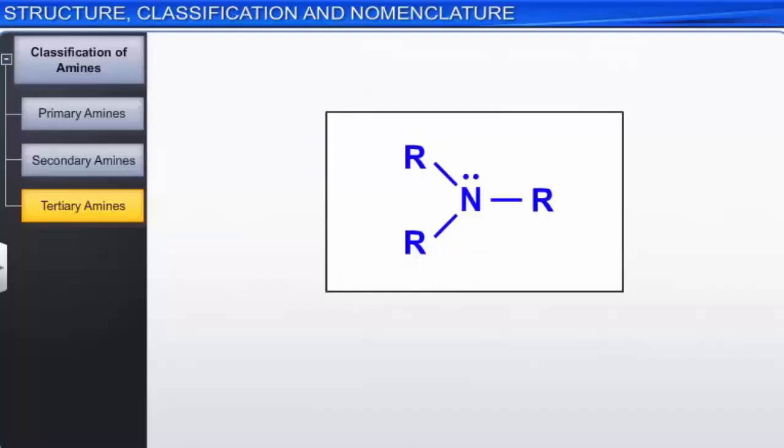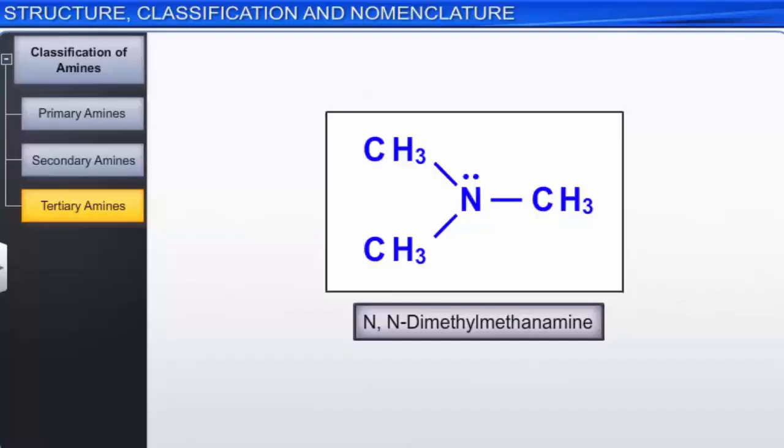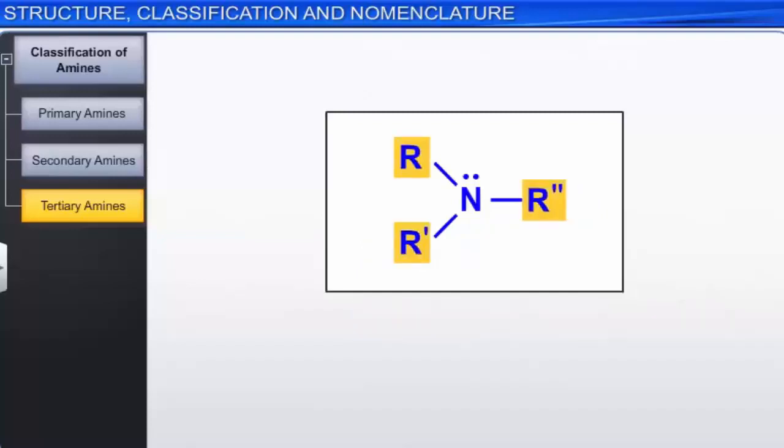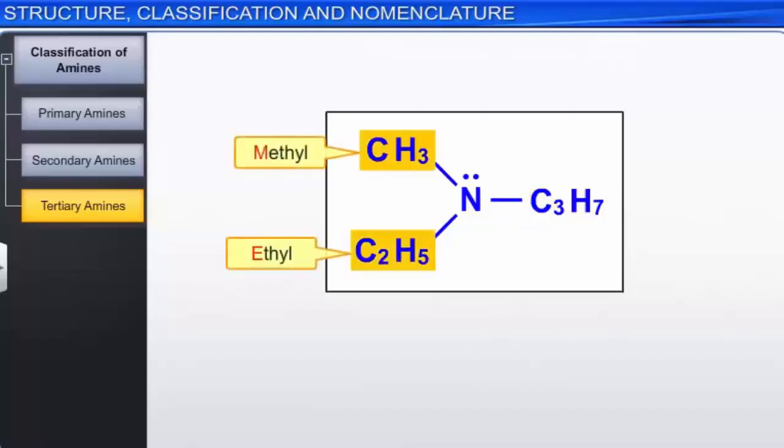In tertiary amines, if all the alkyl groups are the same, then two alkyl groups are treated as side chains and one is named alkanamine. Thus, the following tertiary amine is named N,N-dimethylmethanamine. If all the three alkyl groups in tertiary amines are different, then the alkyl group with the more number of carbon atoms is treated as the principal chain and is named as alkanamine. The remaining two alkyl groups with the less number of carbon atoms are treated as side chains. Alphabetical order should be followed while naming the two alkyl groups. For example, this tertiary amine with three different alkyl groups is named N-ethyl-N-methylpropanamine.